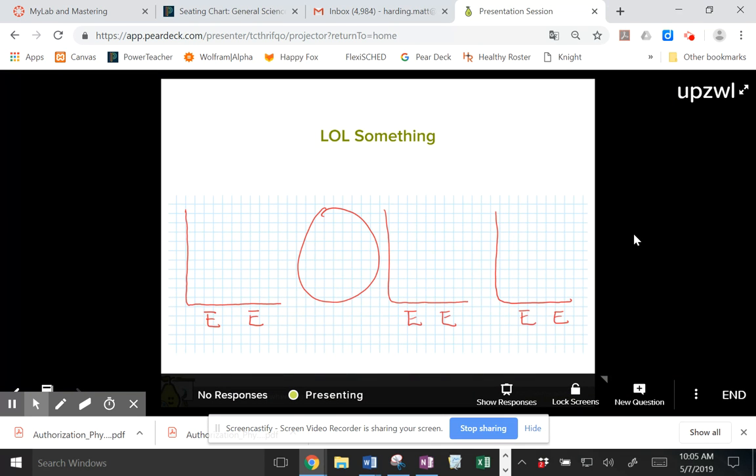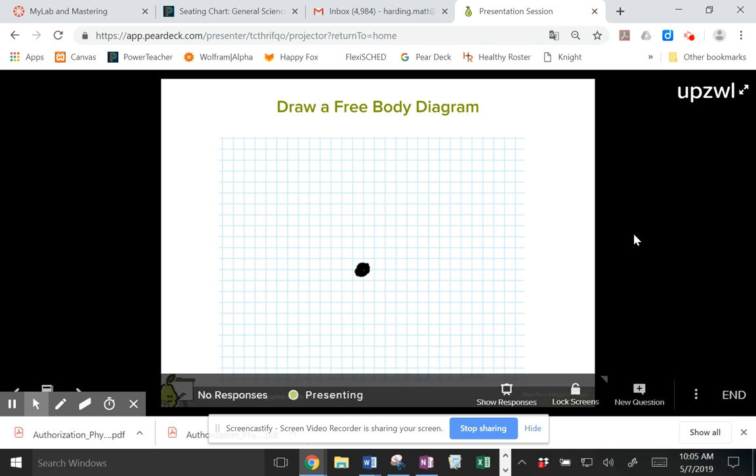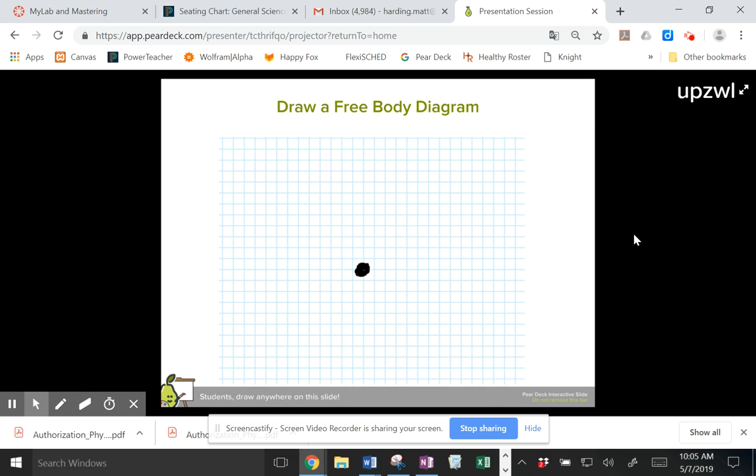So hey, friends, in the pair deck, draw a free body diagram for your object. I'd also like you to think about the force experienced by your object. Free body diagram for your object. What does its force look like? And if you know what its force looks like, you know a little something about its acceleration.